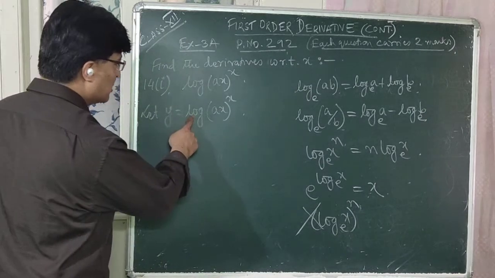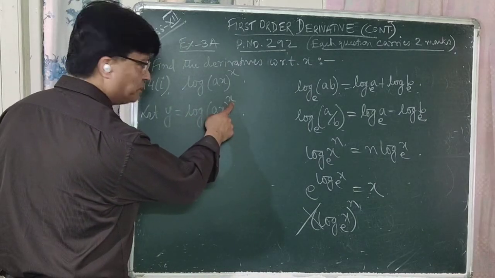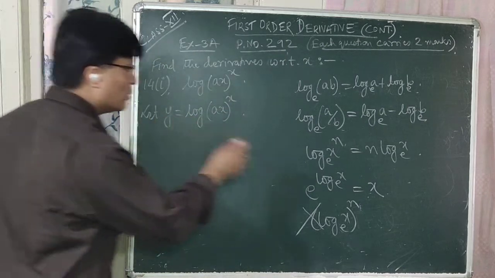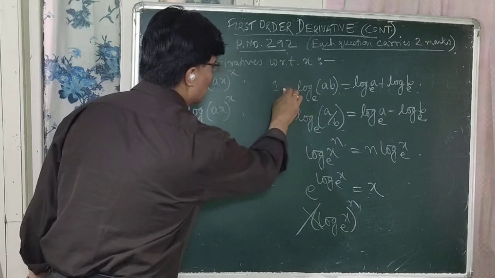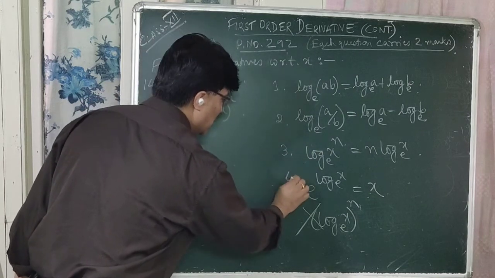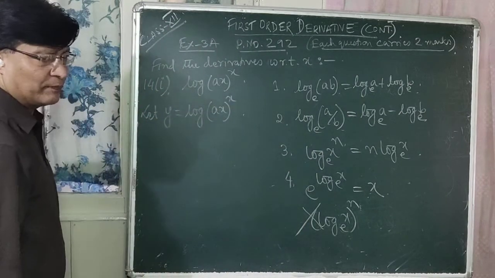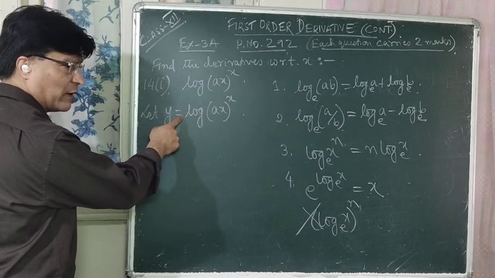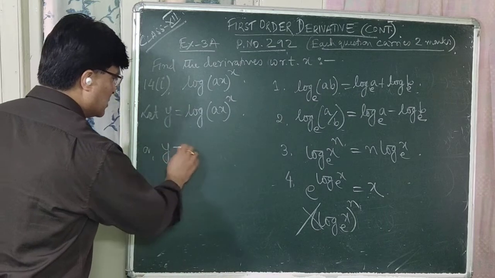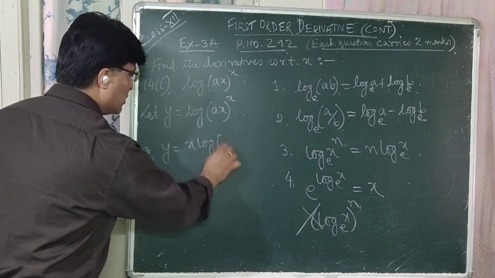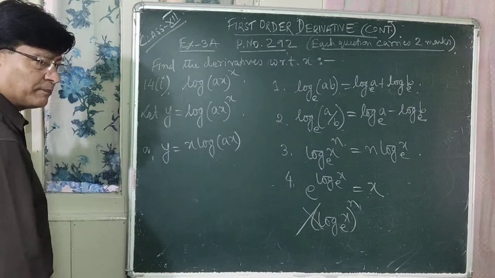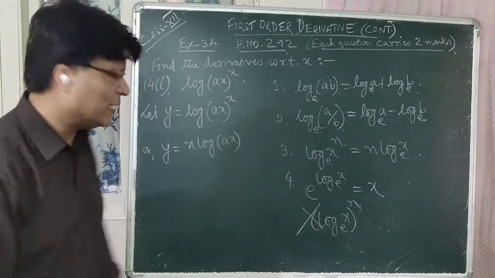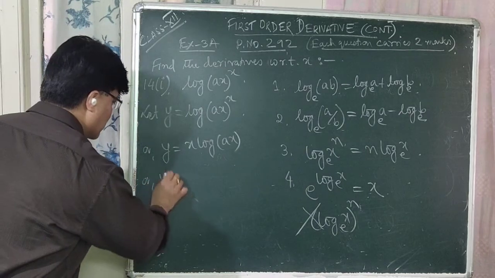So this is log ax whole to the power x. You can use property number 3 here. Here the power is x, so x comes in the front. Or y is equal to x log of within bracket ax. If there is no base, the base is e, but you don't have to write this base e.